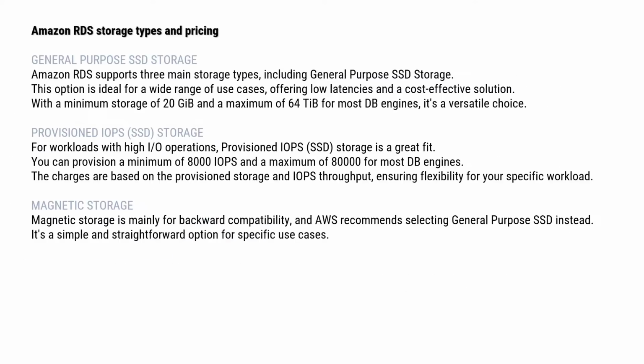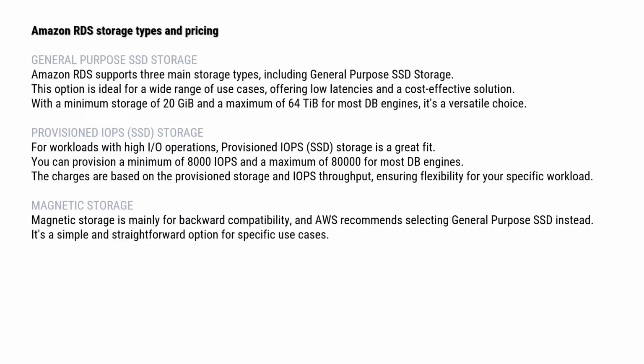Now let's dive in and explore the different options available for Amazon RDS storage types and pricing. Amazon RDS supports three main storage types, including general purpose SSD storage. This option is ideal for a wide range of use cases, offering low latencies and a cost-effective solution with a minimum storage of 20 gigabytes and a maximum of 64 terabytes for most DB engines.